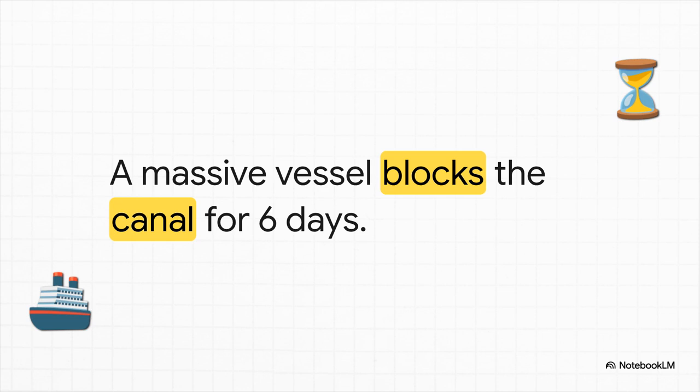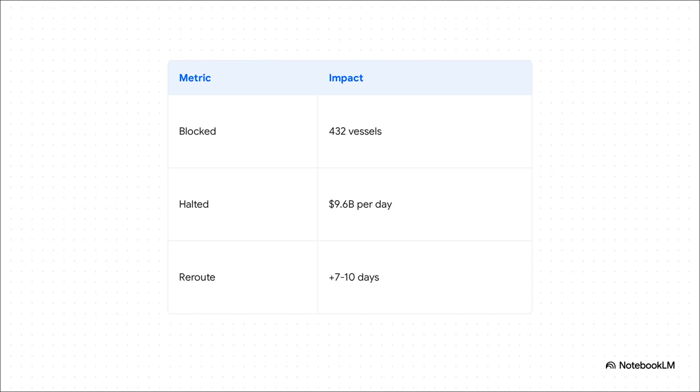No way around it. The sheer scale of the disruption was mind-blowing. 432 vessels were trapped. An estimated $9.6 billion in global trade was halted every single day. Maersk Line alone lost around $89 million, mostly just in inventory carrying costs. Companies running hyper-efficient just-in-time systems with zero inventory buffers faced an absolute operational catastrophe. Why? Because the only alternative was rerouting all the way around the southern tip of Africa, which added 7 to 10 days of sailing time and massive fuel costs.